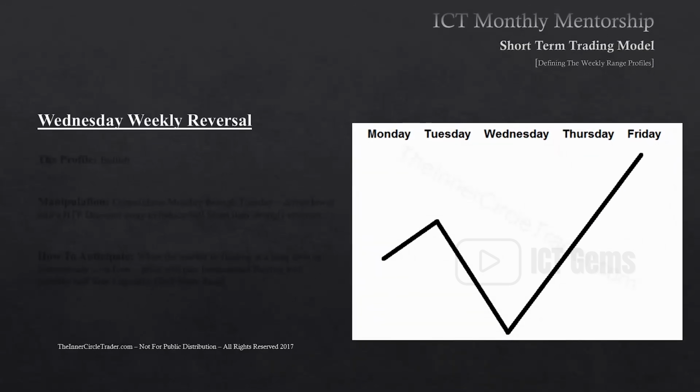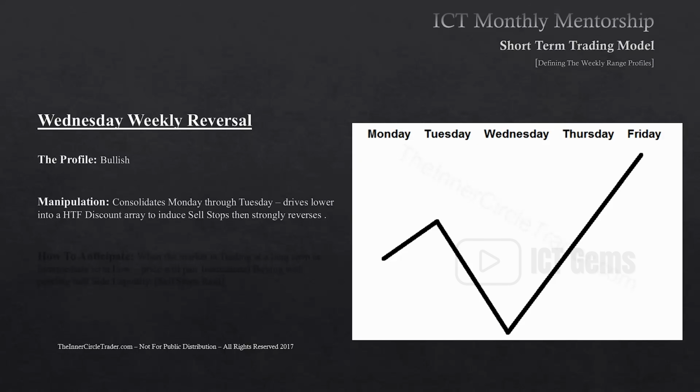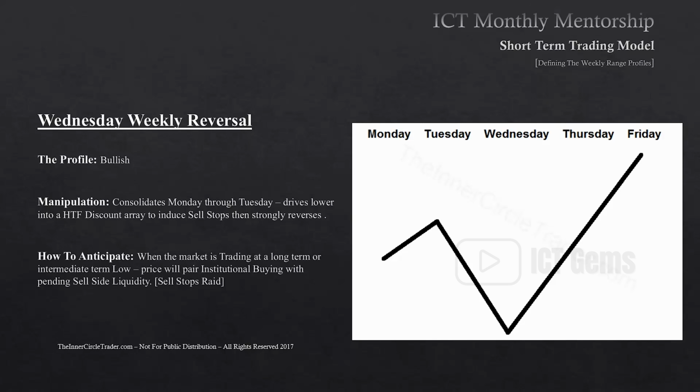Wednesday weekly reversal. This market profile is bullish. You're already expecting higher prices. The manipulation you're looking for is where price is consolidating Monday through Tuesday and drives lower into a higher time frame discount array to induce sell stops, then strongly reverses. How to anticipate this? When the market is trading at a long-term or intermediate-term low, price will pair institutional buying with pending sell-side liquidity, or traditionally known as a sell stop raid.